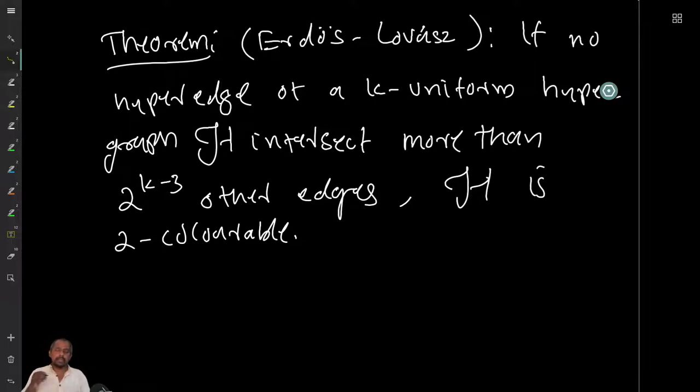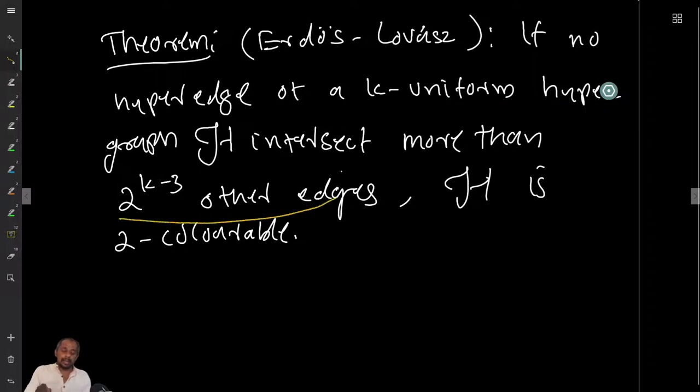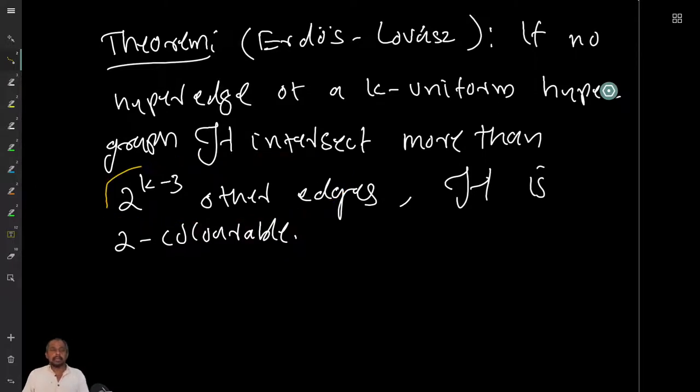Now, here is a result which does not put any restriction on the number of edges. It says that you can have as many edges as you want. The only thing is that if you take one edge, it does not intersect too many other edges. For example, if I have a k-uniform hypergraph where at most 2 raised to k minus 3 other edges can intersect with one edge. The earlier result required that our graph does not contain more than 2 raised to k minus 1 edges. We are saying that now one edge is allowed to intersect with up to 2 raised to k minus 3 other edges, and you can have as many edges as you want. Even then, I can say H is two-colorable. So let us try to see how we can use the Lovasz Local Lemma to prove this.